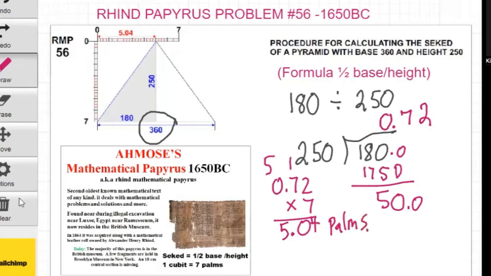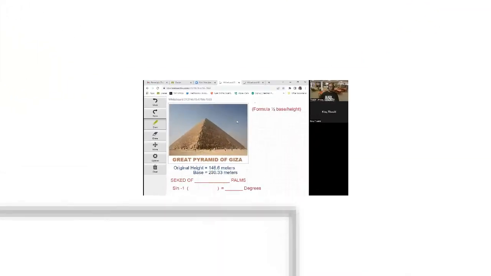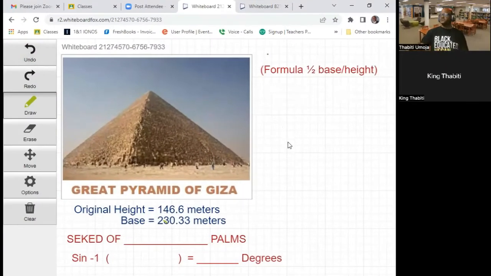We're going to use the same procedure to find the palms and also the degrees of the Great Pyramid that we just visited. So let's move on to the Great Pyramid. We're going to use the same formula we used in problem number 56 in the Rhind Papyrus, and the same information to solve this. The formula we used was half the base divided by the height.